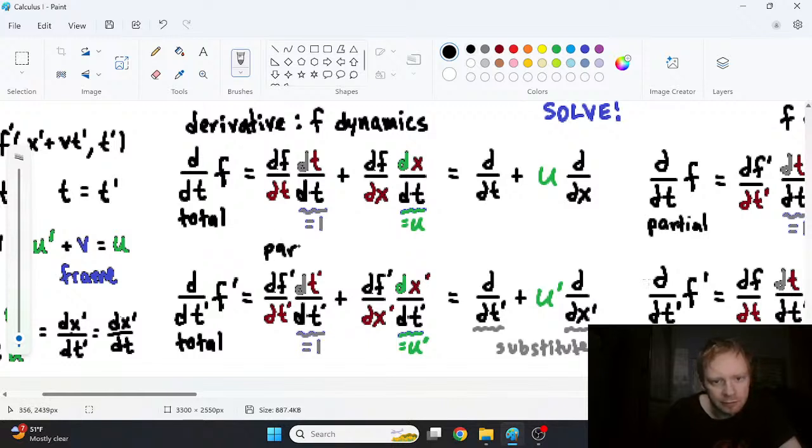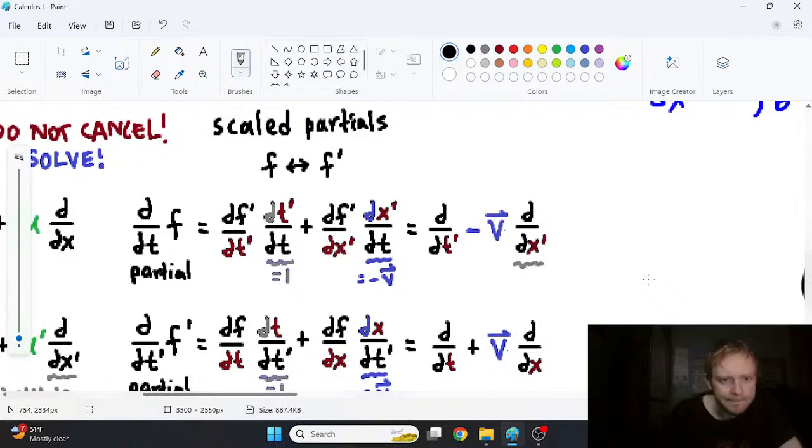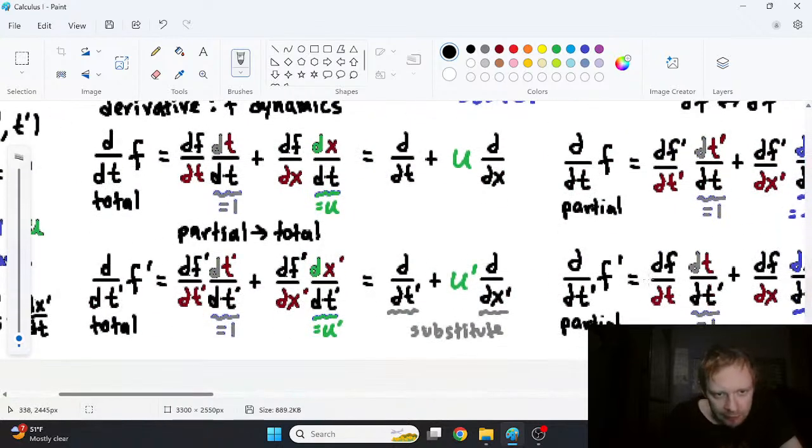Here we're going from a partial to total conversion, whereas over here we're doing the partial of this thing switching to the partials of this thing. If that makes sense, we'll see about that in just a second. But yeah, here we're going from the partial to the total. As you can see, it's a nice little conversion here.